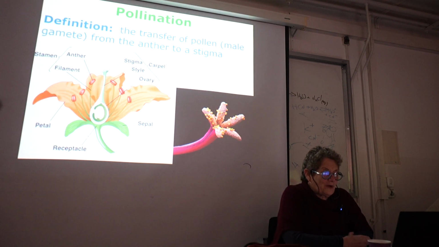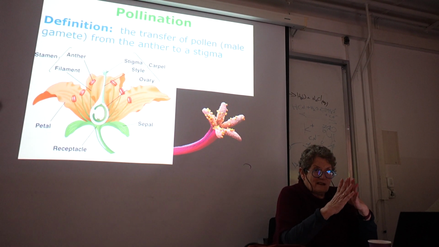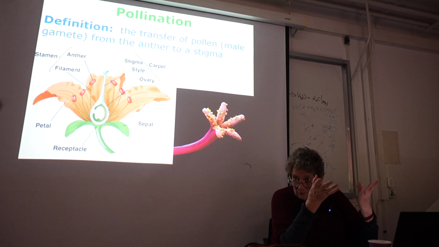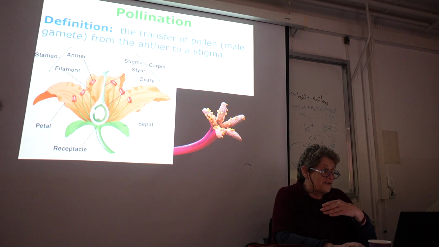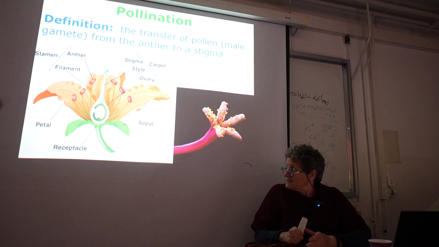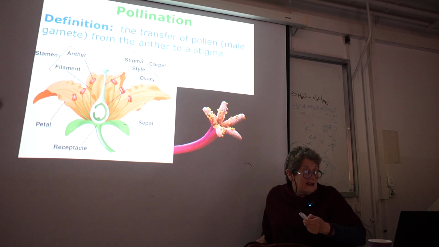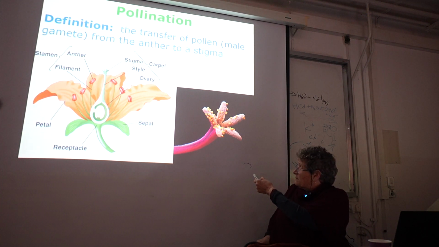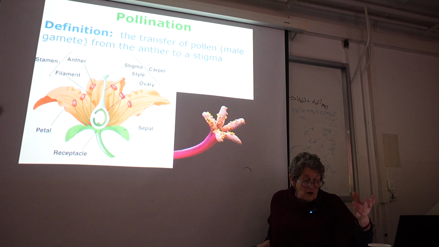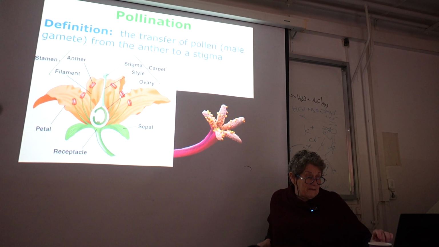So, we were talking about pollination. Pollination is the transfer of pollen, the male reproductive cells, from the anther to a stigma. And this is what you can see here, this is a real picture. This is what the pollen grains look like. And actually, they land on the stigma and they go down this little canal until they reach the ovary, which is where they fertilize the female cells.